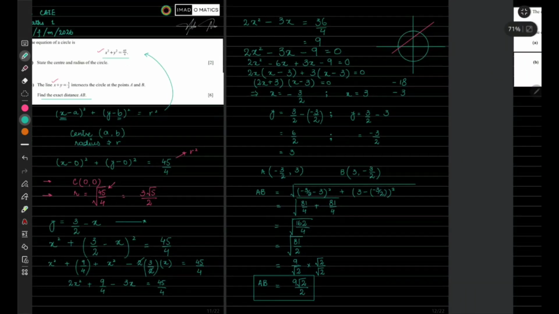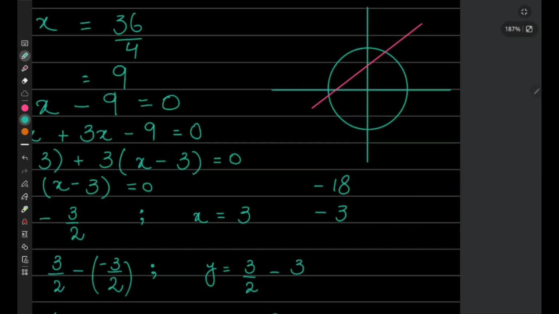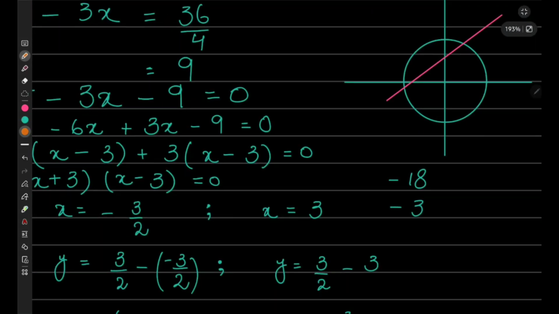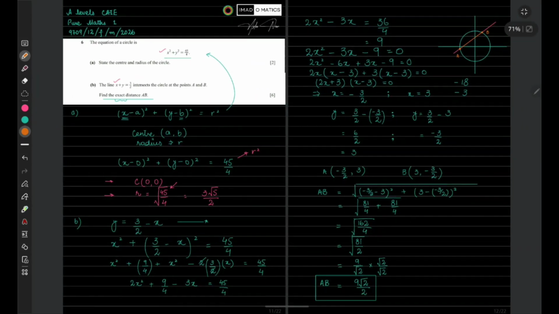When they said exact, that means you don't need the decimal, you need the root form. Let's suppose this was point A and this was point B, and we calculated the distance between them. First we find where the line and the circle are intersecting, and then we calculate the distance between them. It was just a bit of simplifying, but nothing difficult in this. I hope you understand this.